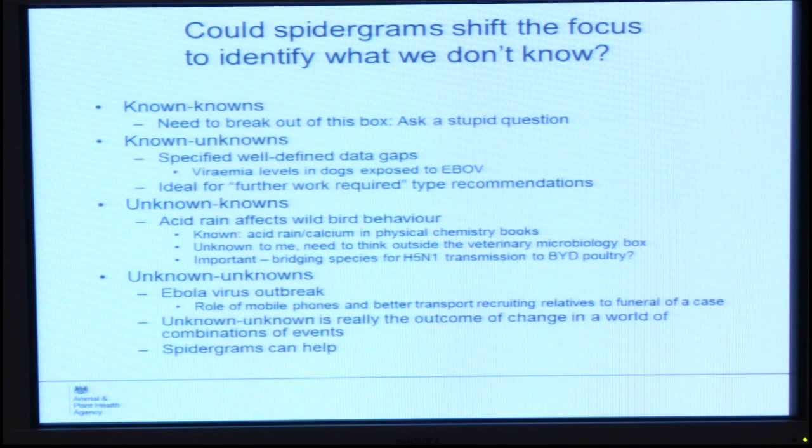Now, I would argue that the acid rain example affecting wild bird behavior is a good example of an unknown known, because it was known that acid rain affects calcium. It was in my physical chemistry book, but I didn't know about it, and I'm a risk assessor who does risk assessments for H5N1 getting into chickens, and I should know about that. So I need to think outside the veterinary microbiology box.